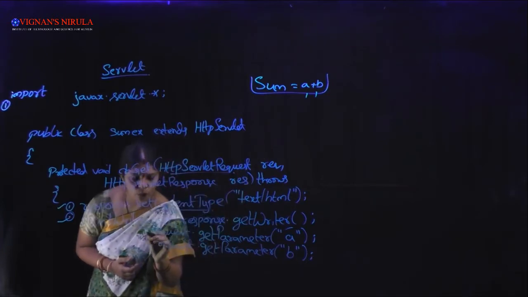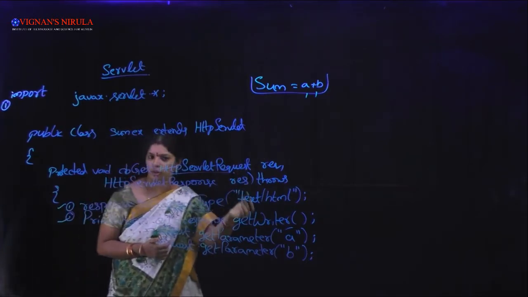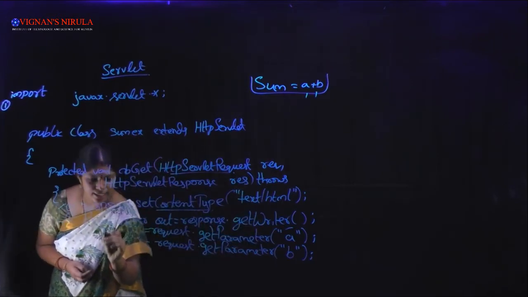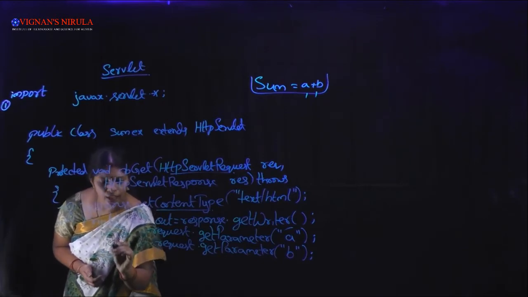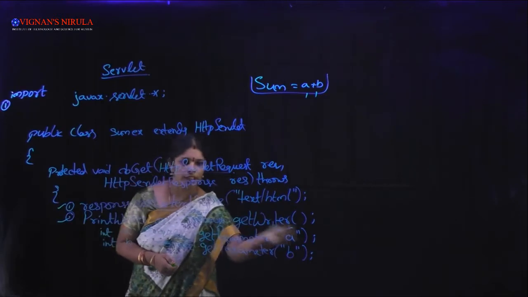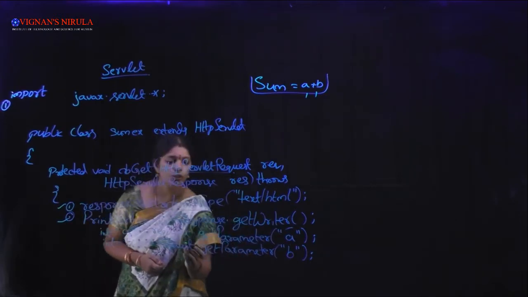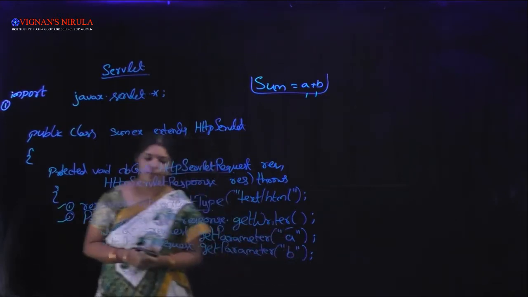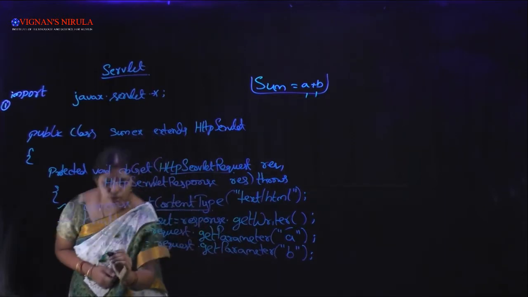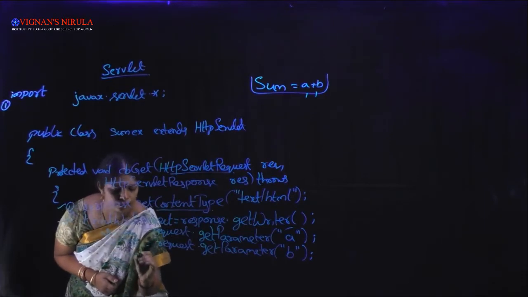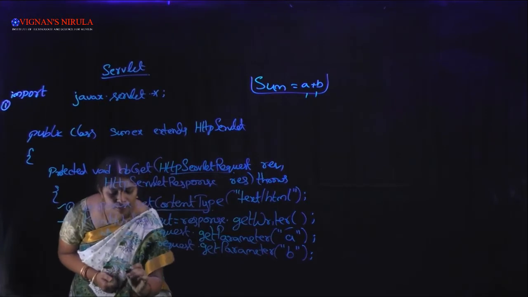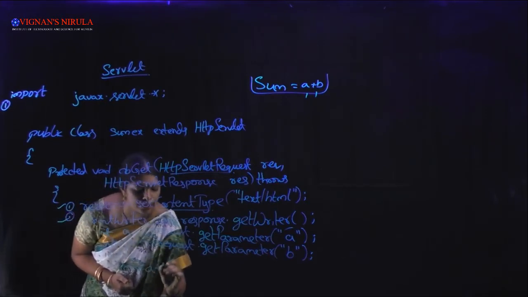And here I want to assign request.getParameter of A and request.getParameter of B to two variables, that is int a and int b. So int a equals request.getParameter of A, and int b equals request.getParameter of B. After that we have to declare one sum variable. So here I am declaring int sum, and I am assigning sum equals a plus b.